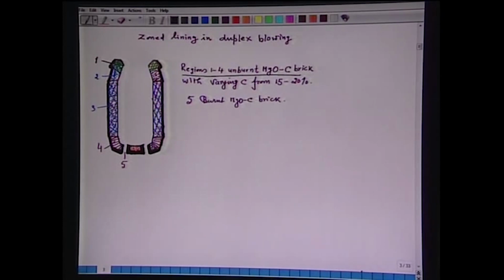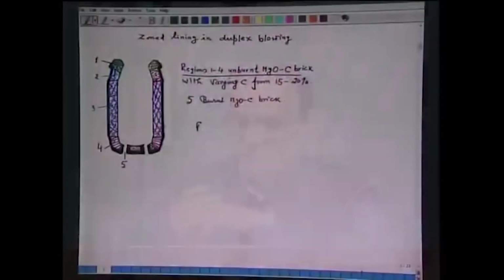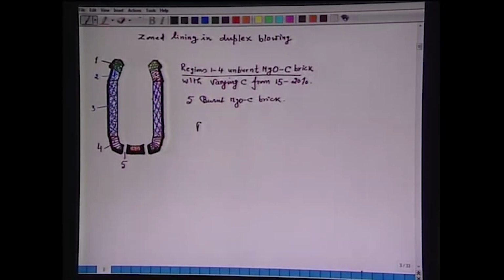For example, regions 1 to 4 have unburnt MgO brick with varying carbon from 15 to 20%. Then the 5th region, which is the tuyere zone, uses burnt MgO bricks.